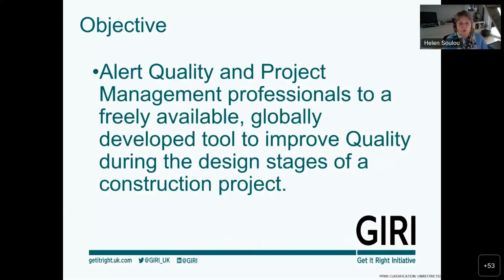The objective of today, as I've said briefly, is to make you aware about this freely available tool that has been developed to improve quality during the early stages of design. So it's more about concept and developed design stages.